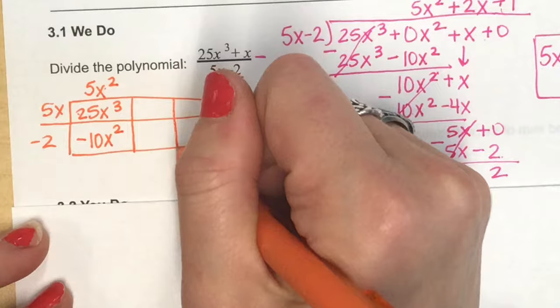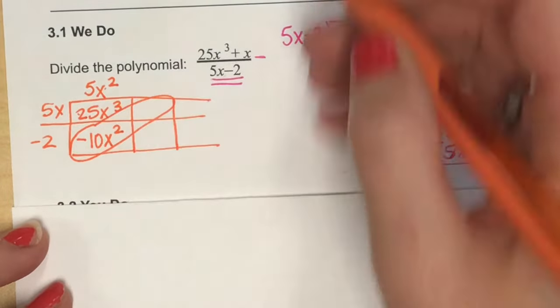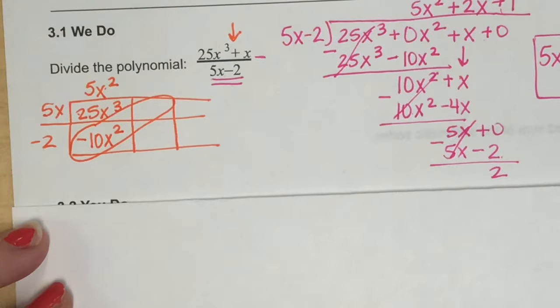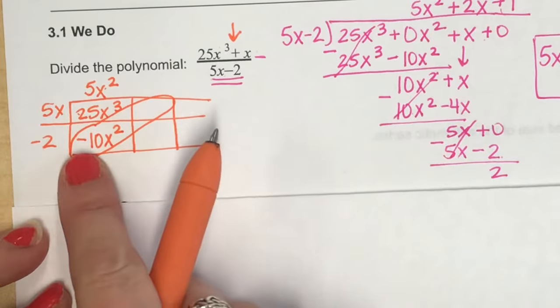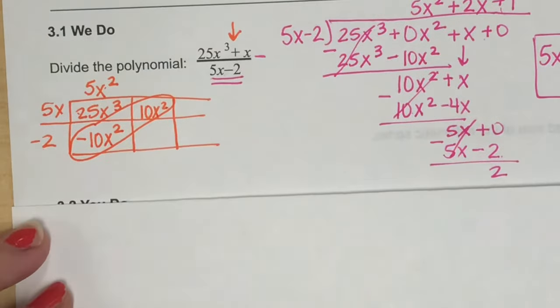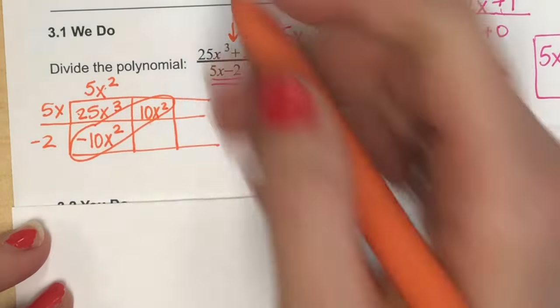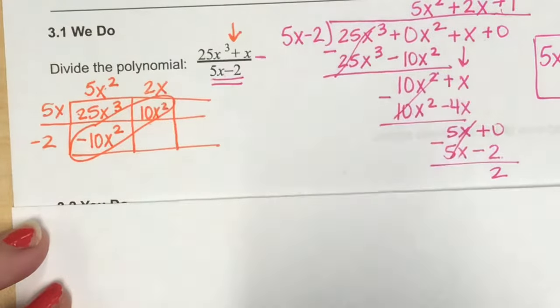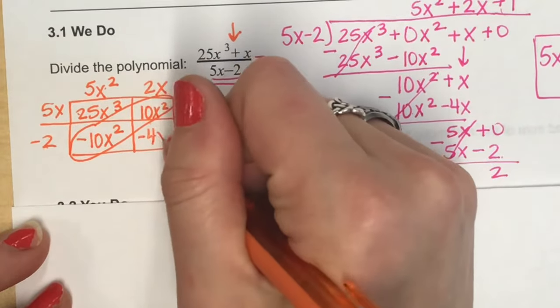Now, I need my x squareds to add up to be the x squared in this equation. Well, there isn't an x squared there, so I want these two to cancel. So since this is a negative 10, I'm going to make this a positive 10x squared. And now I do the same thing. 5x times what gives me 10x squared? That's a 2x. 2x times negative 2 gives me negative 4x.